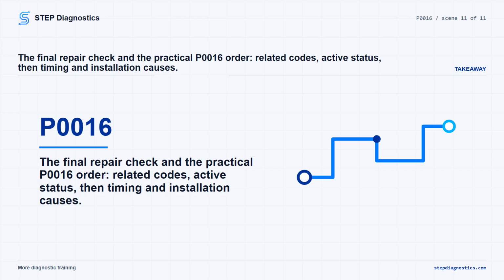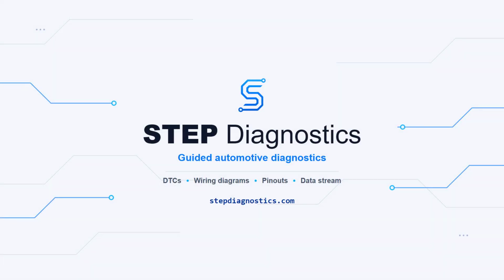The takeaway on P0016 is simple. Prove the supporting sensor and actuator codes are not leading you. Confirm whether P0016 is active. Then inspect the specific timing, reluctor, actuator, and sensor installation conditions that can throw off cam-to-crank plausibility.